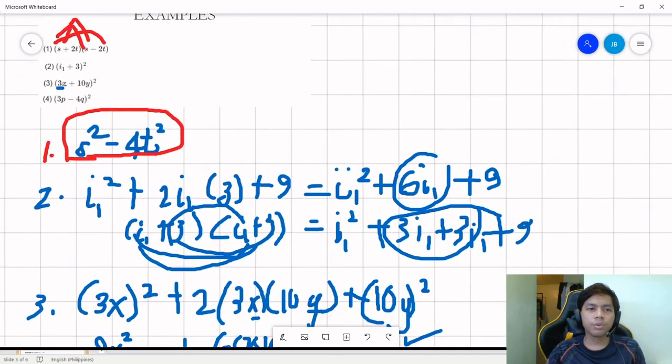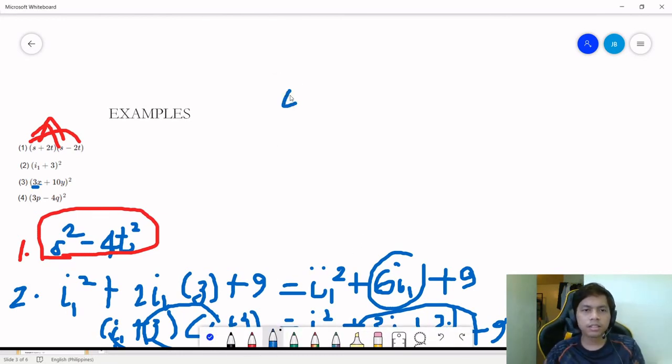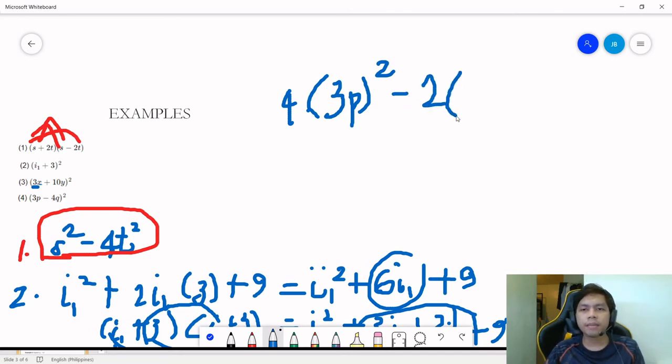Okay, so let's go with the last problem, number 4. That's the square of a difference. So, for number 4, 3p minus 4q squared. Ang nangyayari dito is your x is 3p. Tama? So, i-square natin siya. But this one is minus. Alright? You can say plus or minus. Pero gawin natin siyang plus.